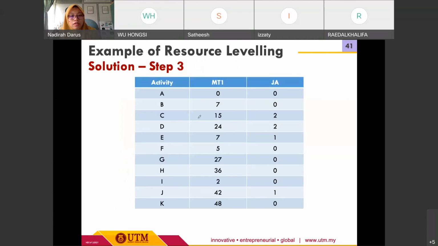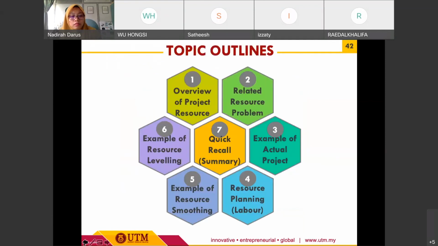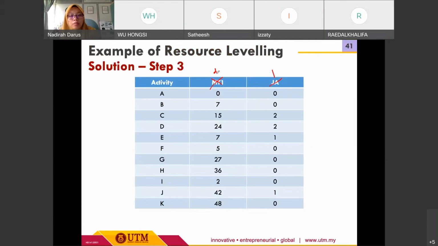And then for step 3, again, this one is duration. This one is labor. For step 3, we recalculate the completion date. And then we need to update each of the number of labor and also each of the duration for activities A to K.